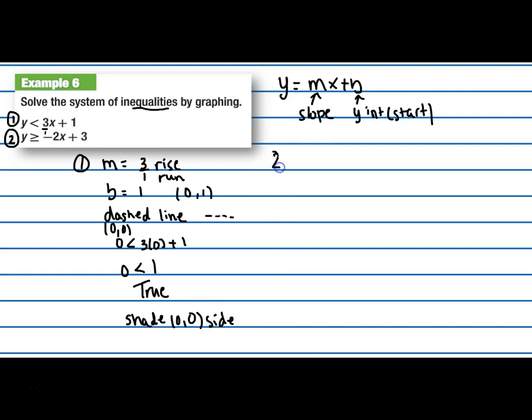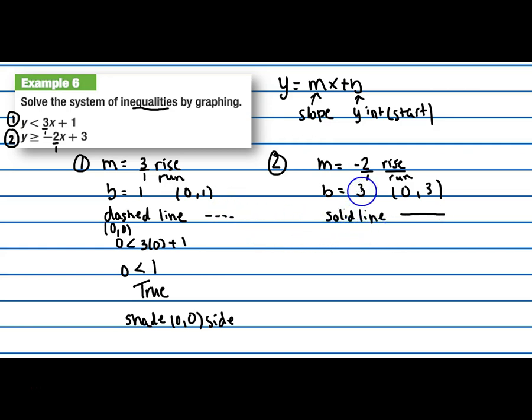Now let's look at our second equation. Well, our slope is negative 2 over 1. We have a rise of negative 2 and a run of 1. Then our b, in this case, is 3. So we know our point is 0, 3. And because of this extra line here, we know it's going to be a solid line. So no spaces, no dashes.